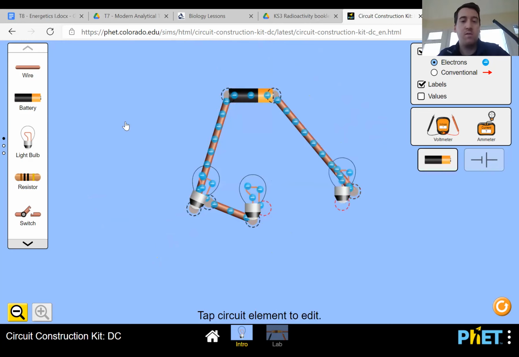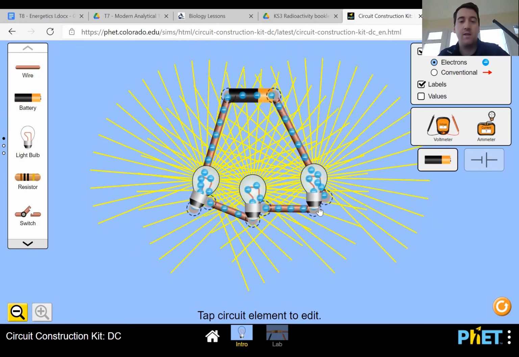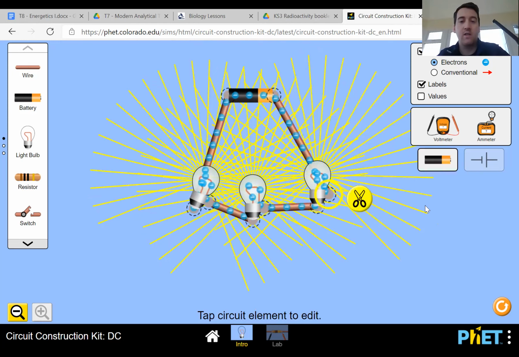So a 3rd bulb provides more resistance again, and hopefully it's becoming more and more obvious that the electrons are getting slower each time we add a resistance. I'm just going to go back to our OneNote page, and we're just going to summarize what we know so far.